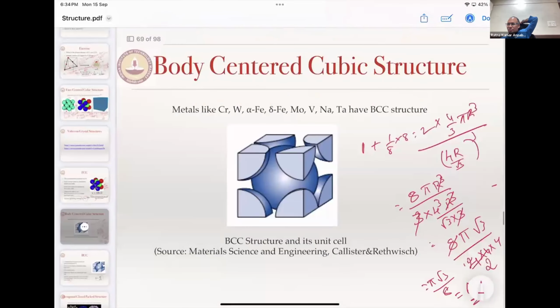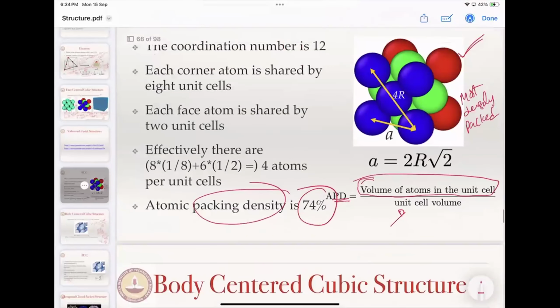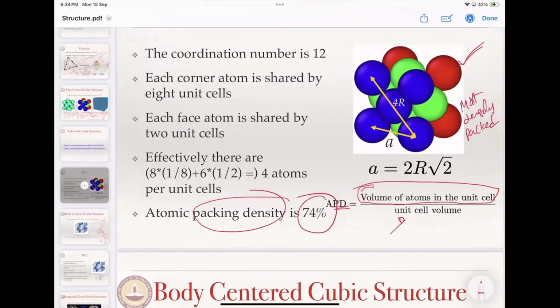You can also compute for simple cubic, correct? You will also realize that the packing density for HCP is also 74. This is HCP, also 74.